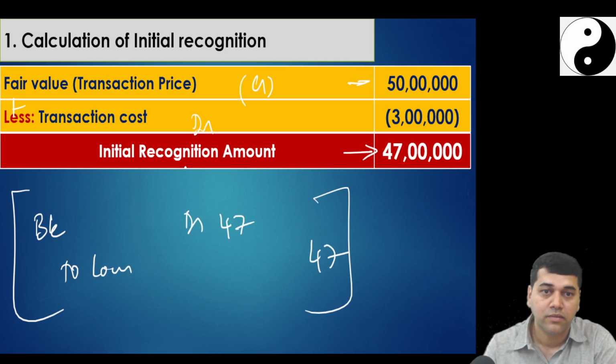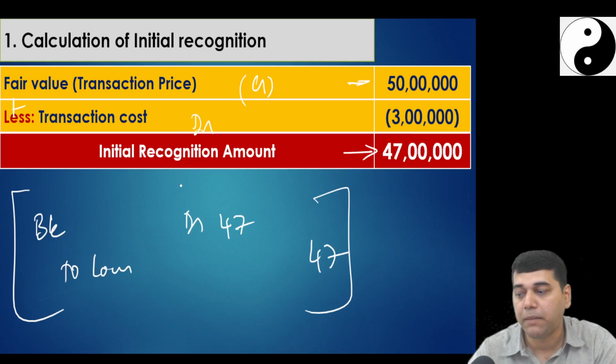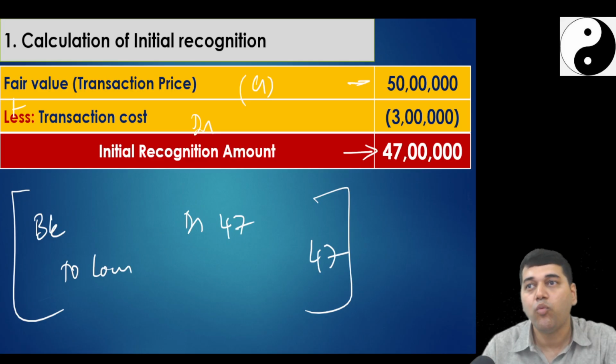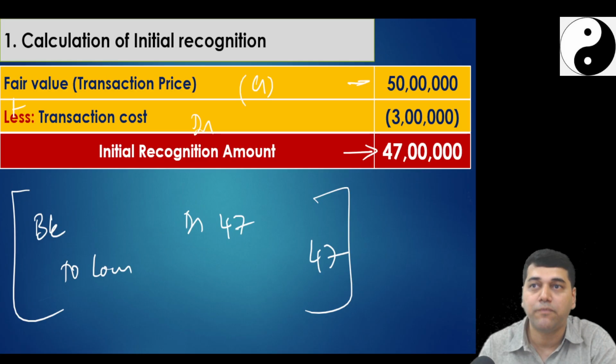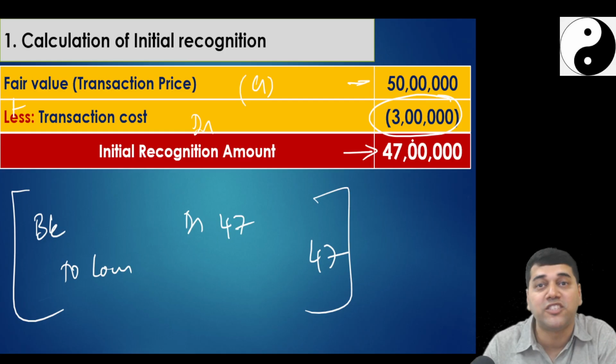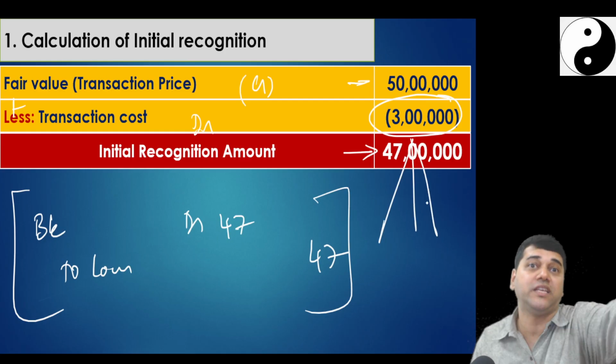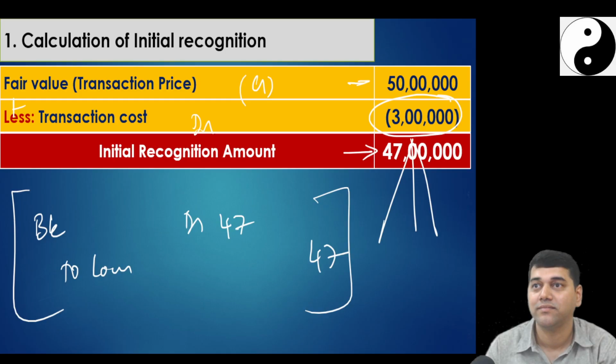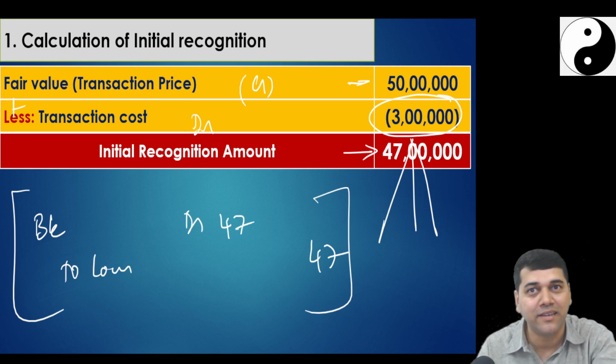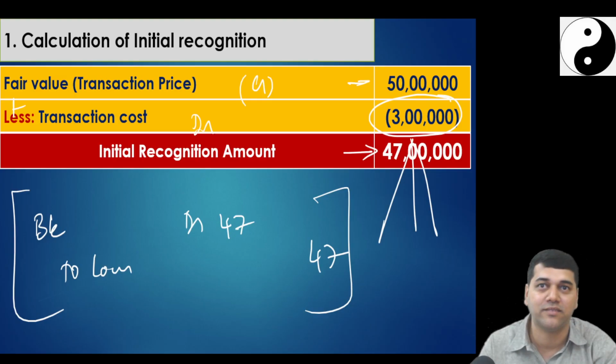Understood? Okay. Now we will have to prepare an amortization schedule. At what rate am I going to prepare it? By deducting this transaction cost, I will spread it to the P&L account over a period of 3 years. Instead of charging 3 lakh immediately, this loan is with me for the next 3 years. The transaction cost I will spread over the next 3 years. How? By changing my EIR.